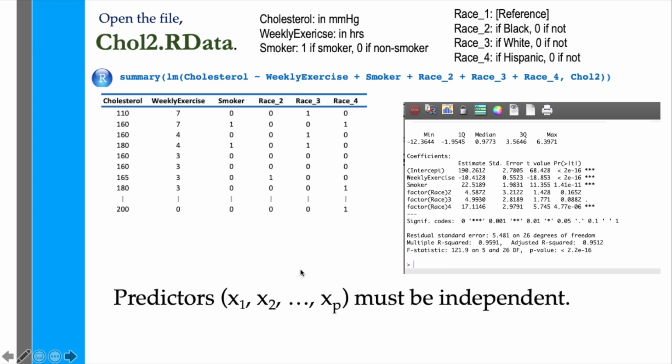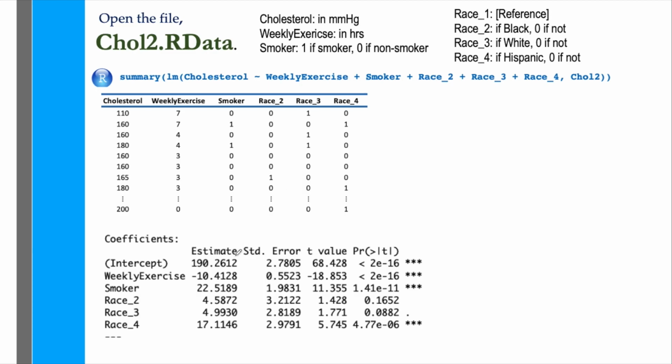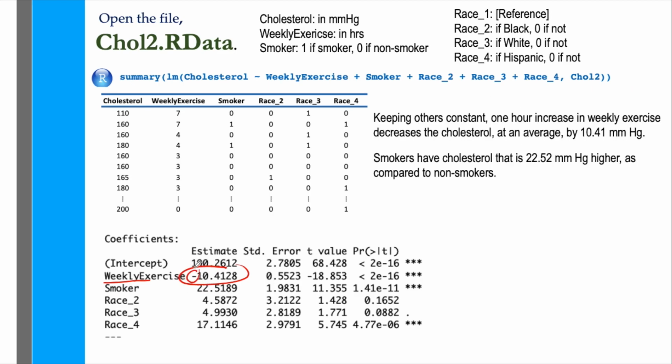Now let's interpret the results. So how do we interpret weekly exercise? This tells us that a 1 unit increase in weekly exercise, or 1 hour increase in weekly exercise, will decrease the cholesterol level by 10.4. And smokers have 22.5 millimeters of mercury higher as compared to non-smokers.